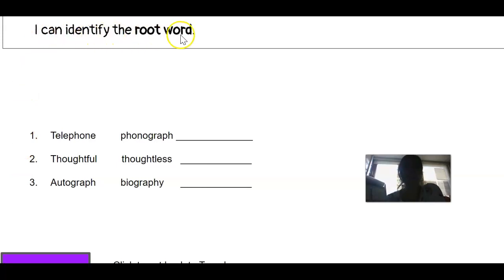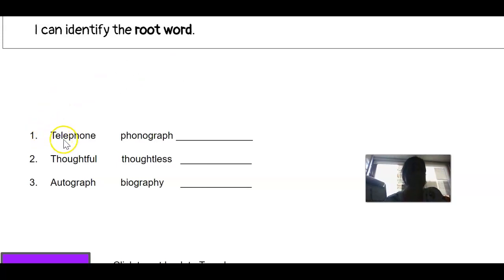I can identify the root word. Again, identifying root words will help us when we are trying to determine the meaning of unknown words. This is when you look inside of a word. Today, to identify the root word, we're going to look at two words that are related. And they're related because they have the same root word.